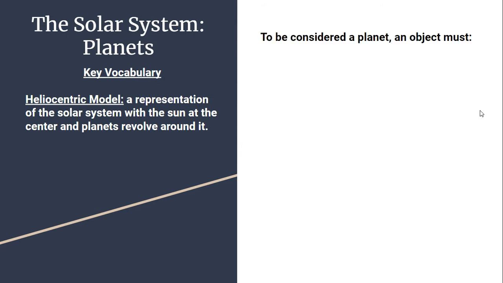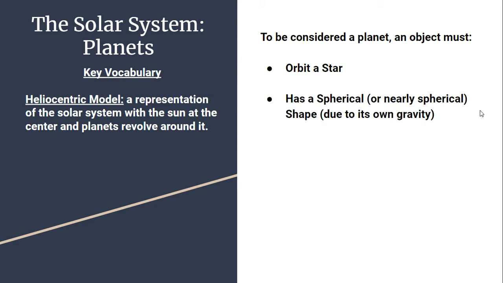To be considered a planet, an object in our solar system must revolve around a sun or orbit a sun, a star. It must also have a spherical shape or really close to spherical shape. And this is because it's got enough mass that its own gravity pulls everything in on it forcefully enough that you end up with a nice circular spherical shape.